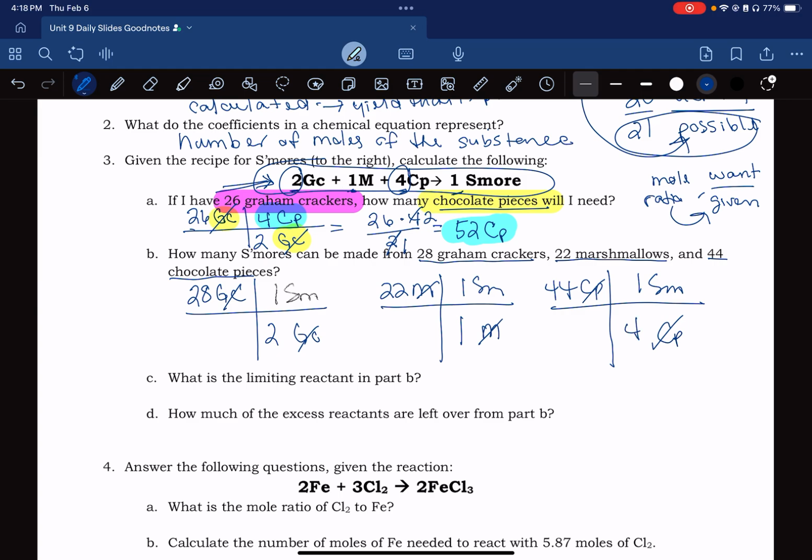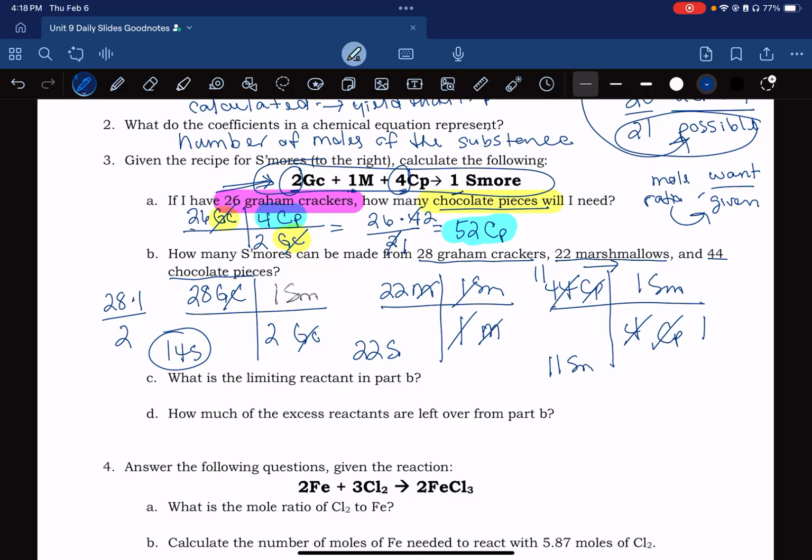Okay, so let's do the math here and make our lives easier so that we can tell which one of these is the real answer. All right, so for this one, we're just going to say 28 times 1 divided by 2. So that's going to get us 14 s'mores. And then this one is just 22 because these ones will cancel out. So 22 s'mores. And then this one over here is 4 divided by 44, which is 11 because, again, we're going to multiply across the top and then divide the bottom. So if you take 4 out of 44, you just have 11. And so now we have 11 s'mores.